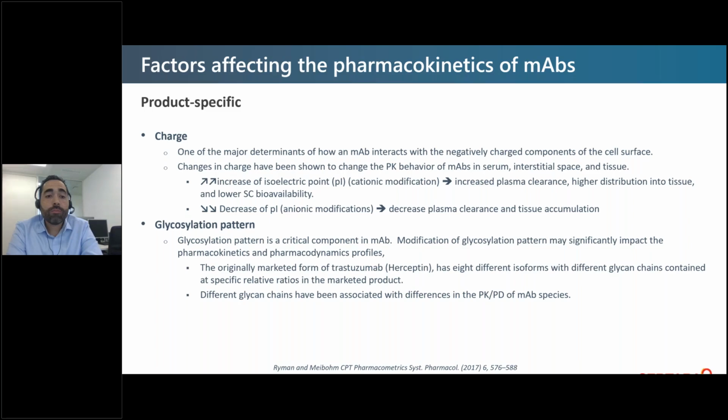The glycosylation pattern is also an important source of variability and a critical one for the monoclonal antibody. The modification of the glycosylation will have an impact on the pharmacokinetics or the pharmacodynamic profile. There is one known example of a marketed product, trastuzumab or Herceptin, which has 8 different isoforms, and each isoform is related to a specific PK/PD profile.